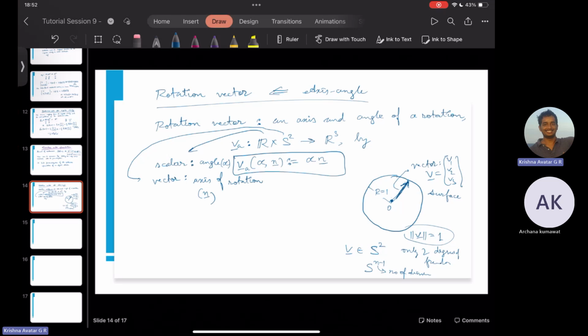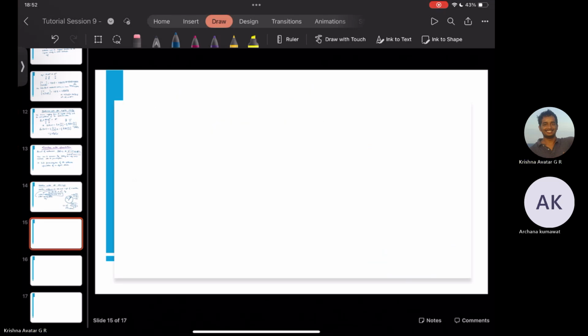Angle axis. How do we go the other way? So say given that you have axis and angle, or given that you have the rotation vector, how do we move to axis angle?